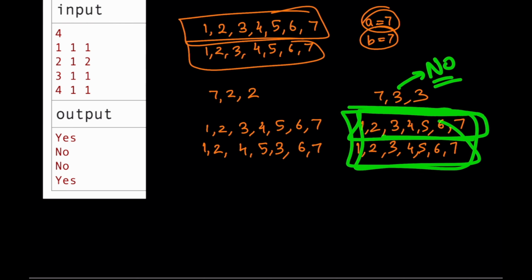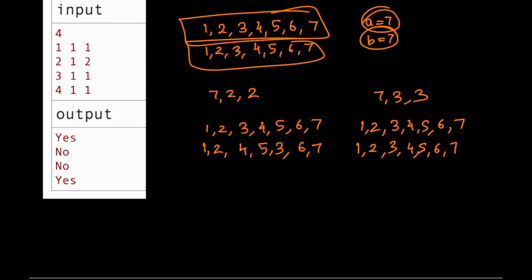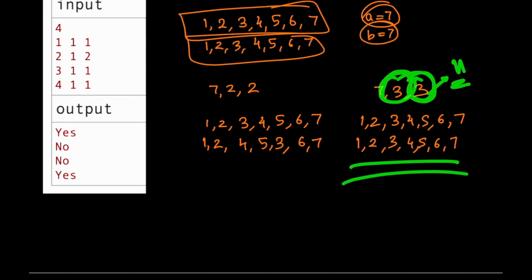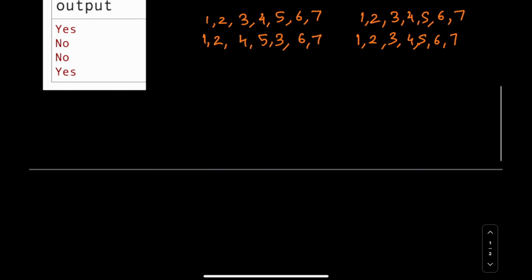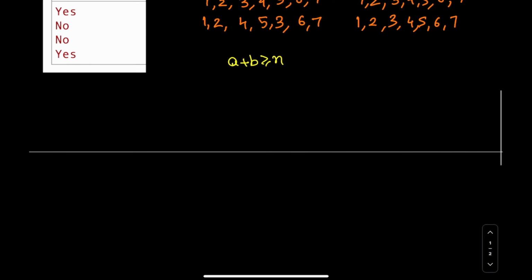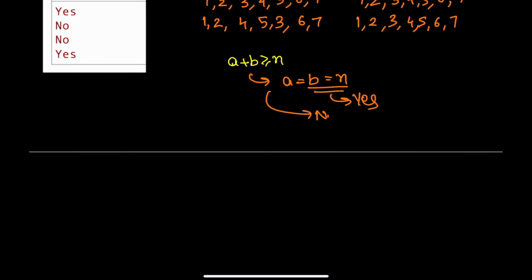Why? Since both of these arrays are completely the same. The longest length of the prefix and suffix is n, not 3 and 3. So hence we can divide the problem into some parts. Now if the given a and b sum is greater than or equal to n, like in this case, then both a and b need to be n. Then only it is possible, otherwise it is not possible.